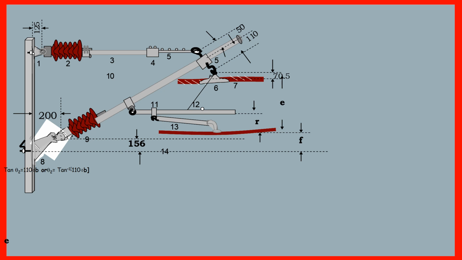So it has been shown here, and according to this dimension we will calculate the length of the tube B, the bracket tube. The length of the bracket insulator is also around 500, or as per the requirement or modification.